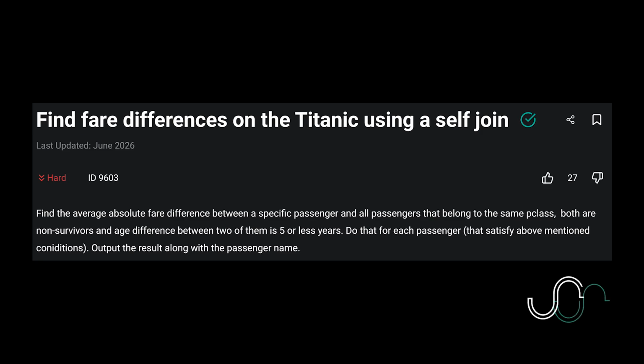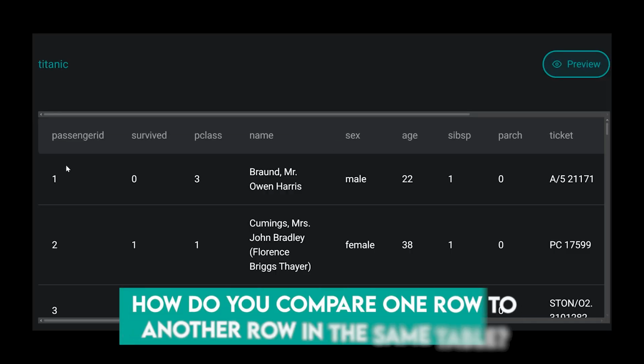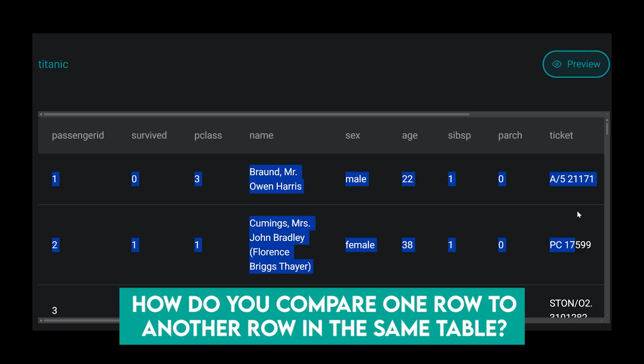Here's a real interview question on StrataScratch. Find the average fare difference between each Titanic passenger and every other passenger in the same class, within 5 years of age. One table, no second table to join to. So how do you compare a row to other rows in that same table?